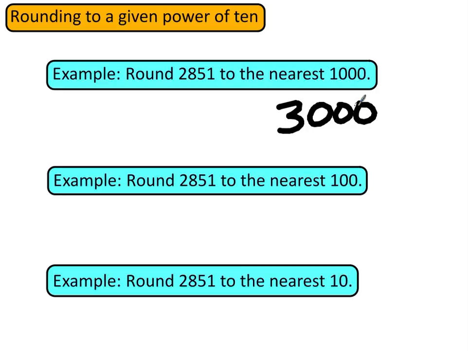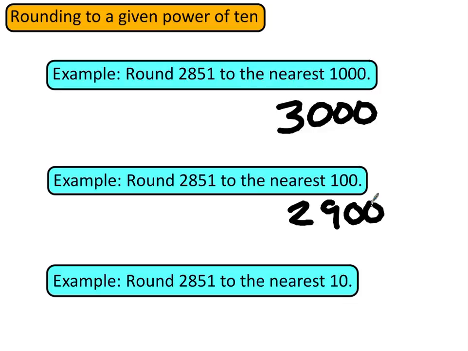Keep thinking in those terms and you're going to get these correct. In the second example, what is it to the nearest 100? So think about where it lies on the number line. Is it closer to 2,800 or 2,900? And of course 51 is just going to be closer to 2,900. So that is the answer there.